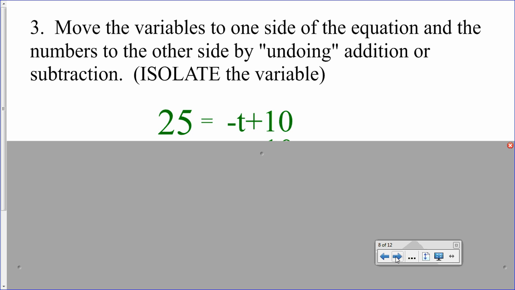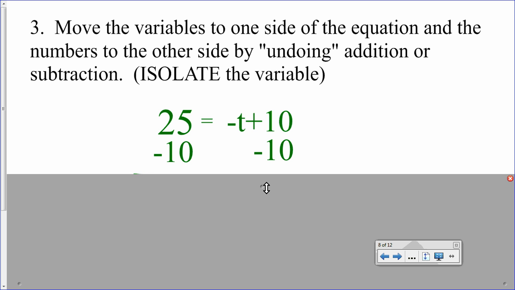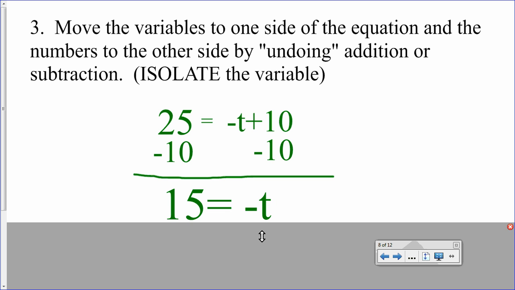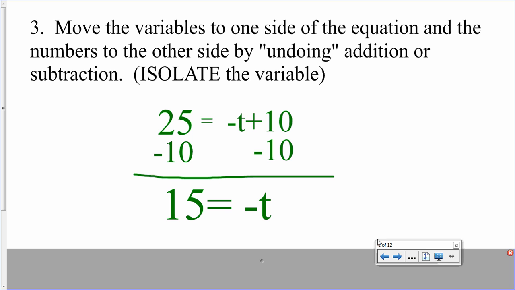Our next step would be to move the variables to one side of the equation and the numbers to the other by undoing the addition or subtraction. We want to isolate the variable. So here we have negative t plus 10. We're going to undo the addition by subtracting, and we get 15 equals negative t.